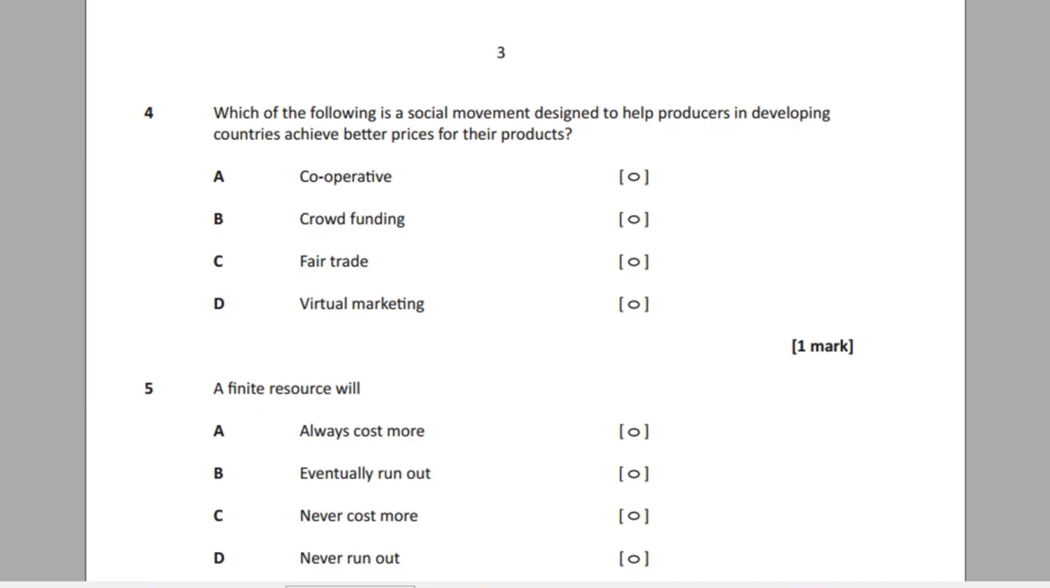Okay, so question 4. Which of the following is a social movement designed to help producers in developing countries achieve better prices for their products? So in a cooperative, let's look at A. So cooperatives are companies where the workers actually own parts of the company, and they work together to produce a good or service. For example, farming is a very common example of a cooperative. So you find, for example, cooperatives exist in Israel called kibbutz, which are agricultural cooperatives.